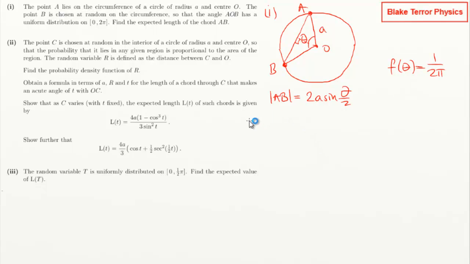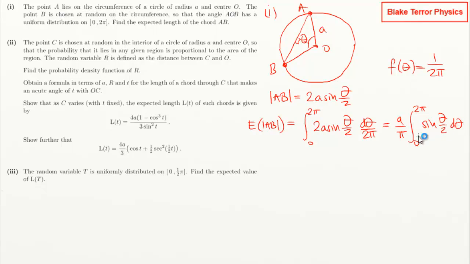So working out our expected value of the length of AB, we're going to have to integrate from 0 to 2 pi the thing we're trying to get an expected value of, and then the likelihood of having a particular angle, which is d theta over 2 pi. So we just have to integrate all of this. We've got an A and a pi we can take outside, and the 2's are going to cancel. So I've got A over pi, integral 0 to 2 pi of sine theta over 2 d theta.